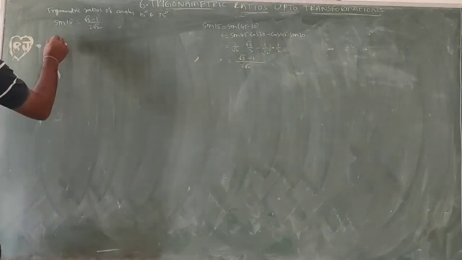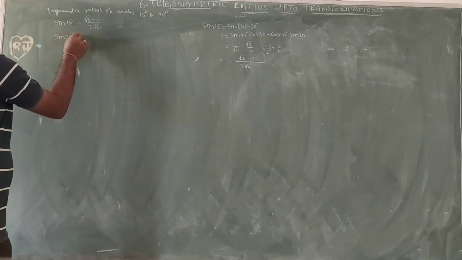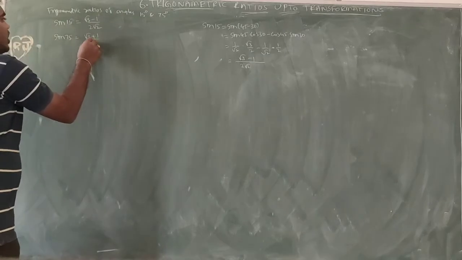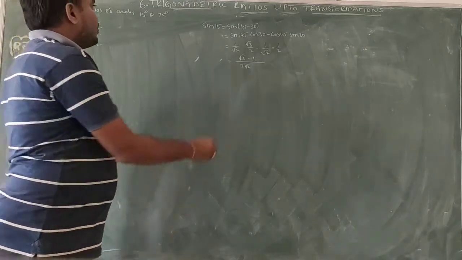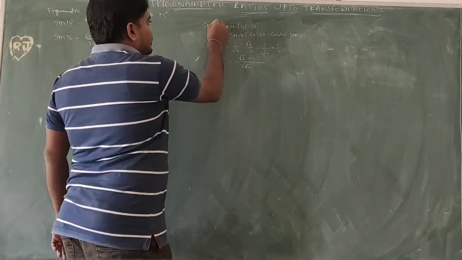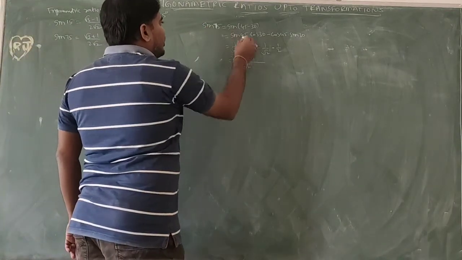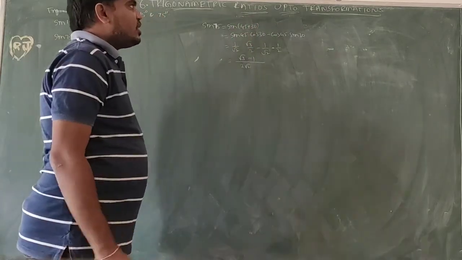Next, sin 75 equals root 3 plus 1 by 2 root 2. So this is 75. Now I am taking 75 equal to 45 plus 30.